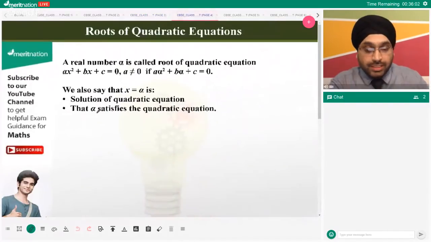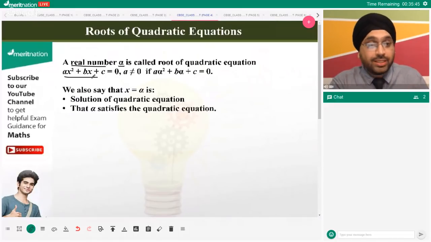Now, guys, let's first discuss the roots of a quadratic equation. See, if you look at the definition very clearly, any real number alpha is called a root of a quadratic equation if I put the value of that alpha in the quadratic equation and it satisfies the equation. So that real number alpha is known as a root of the quadratic equation. Now we can also say that x equals alpha is a solution of the quadratic equation.